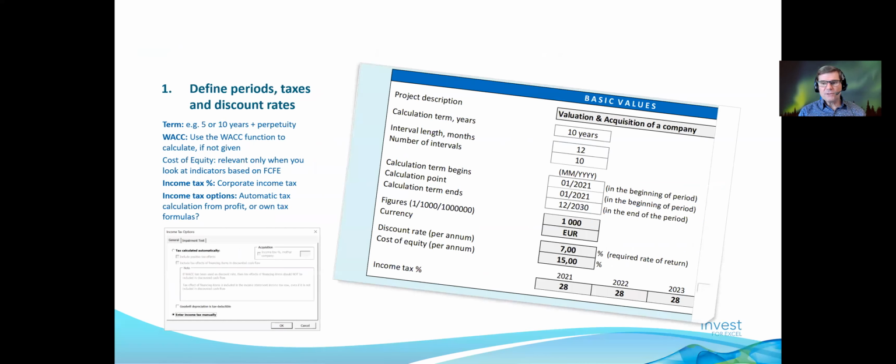So first, of course, we create a new file of type acquisition, and we define the periods, the term of the calculation. It's usually like 5 years or 10 years plus perpetuity. Of course, we also define a required rate of return. Usually WACC is used for discounting.